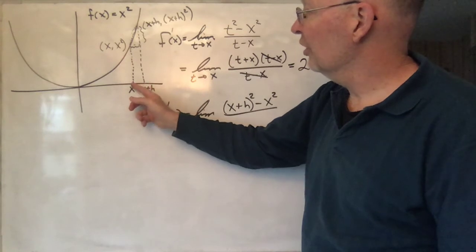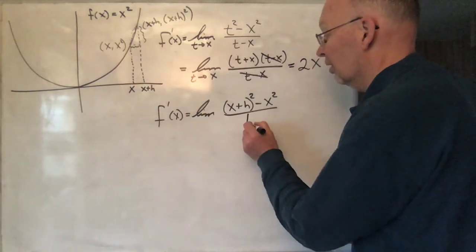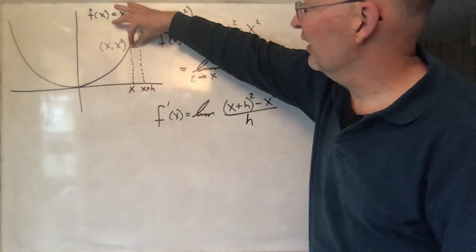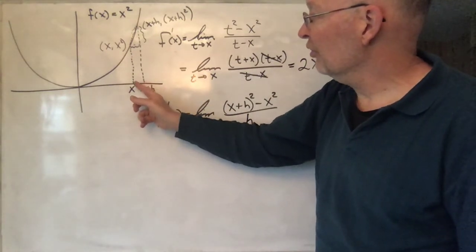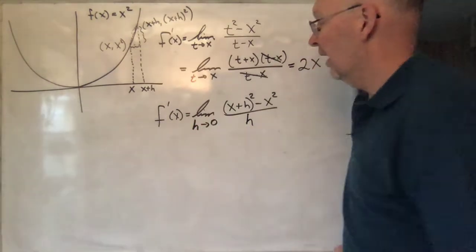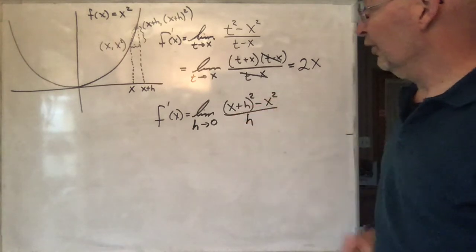So x plus h minus x, well, that's easy enough. x plus h minus x is just h. So there's the difference in the y values divided by the difference in the x values. We want to push this point into this one. The way we push it into this one is by taking the limit as h goes to 0. And so we should end up with exactly the same answer, even though this looks very different at this point.